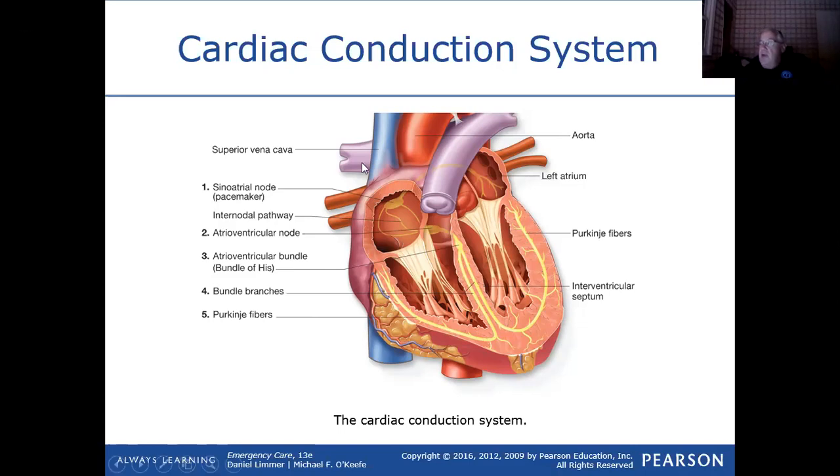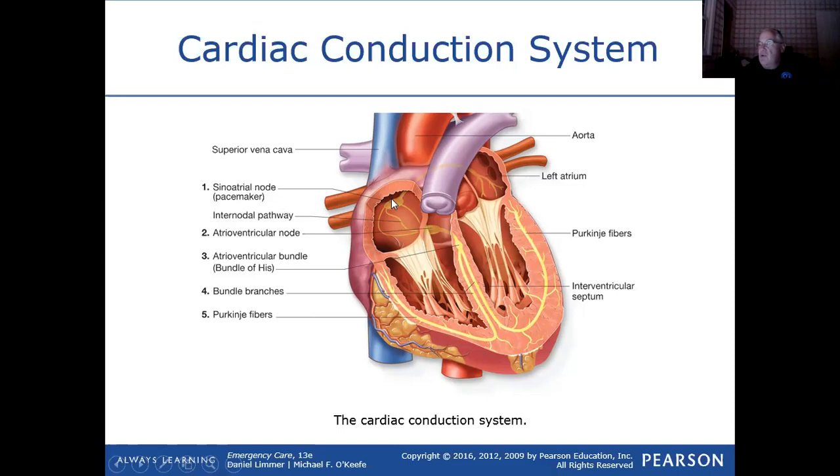Okay, so what you have is a series of nerves. Nerves are basically wires throughout the heart that are connected to little sites that are like little computers. So the first one and the most important one is called the SA node.